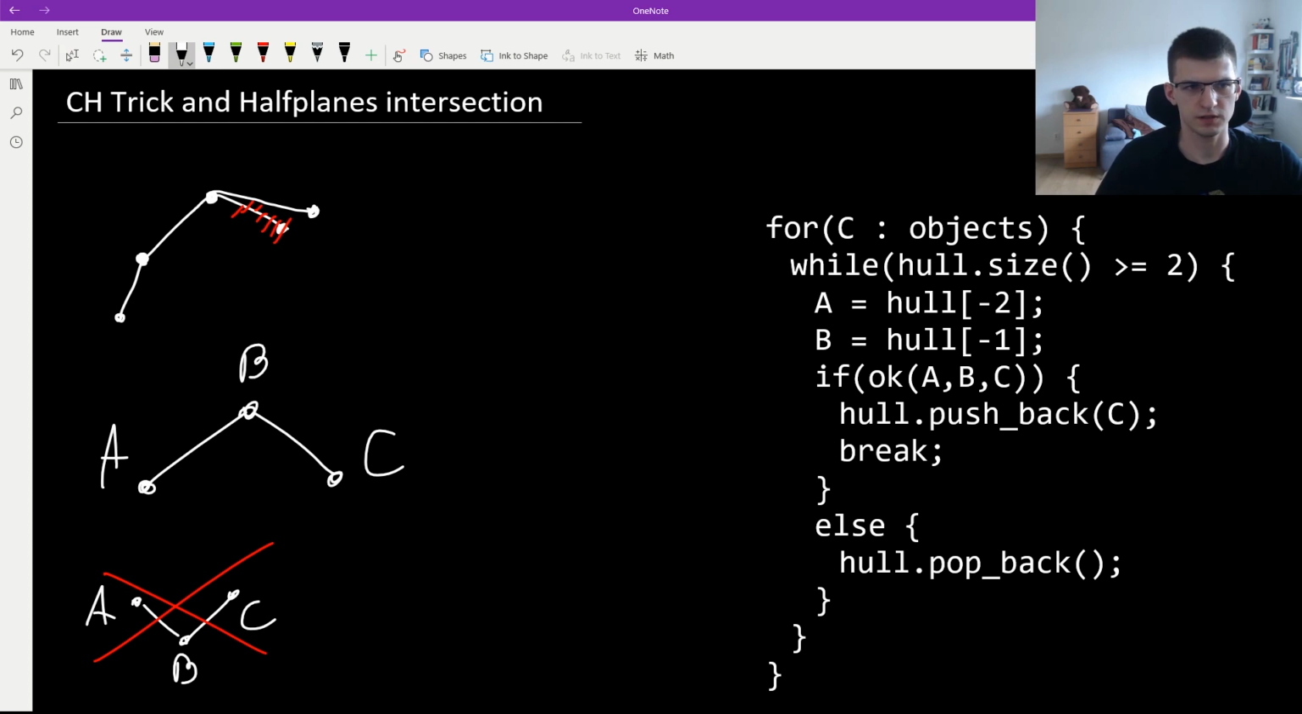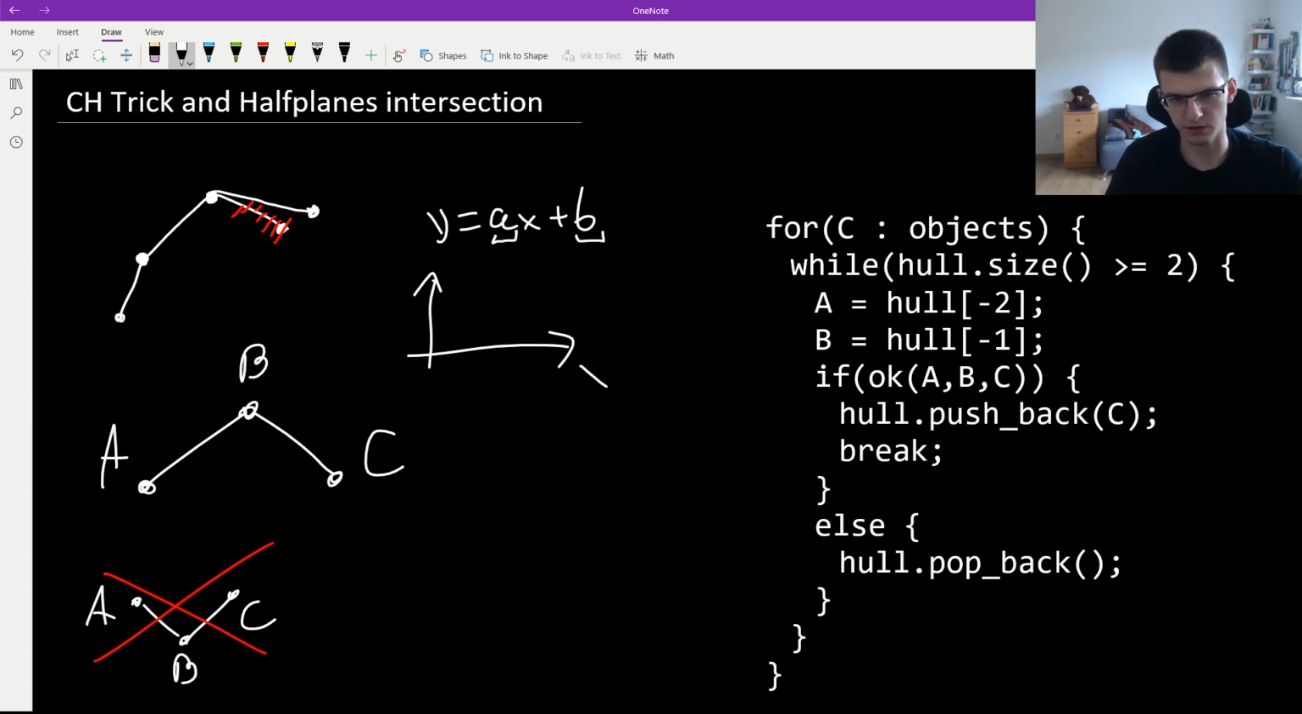What happens for lines? If I have functions like y equals ax plus b, and I need to use the convex hull trick, let's say every line describes some taxi company. The taxi company charges you $b for the start of the trip, and then $a for every next mile or kilometer. Then if there is x, the y here denotes the price.